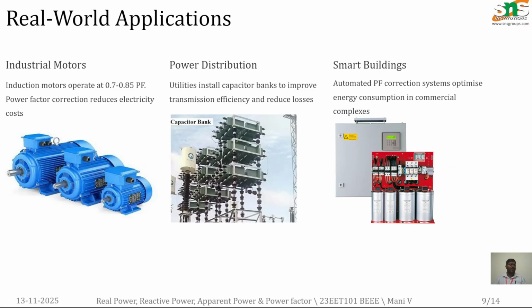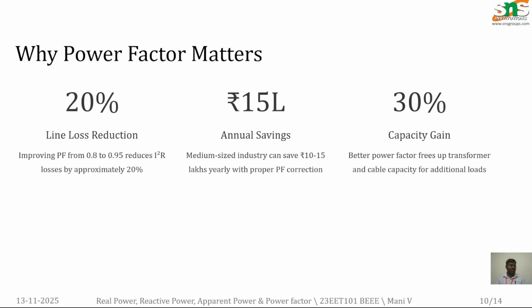These are real world applications of the various types of power in AC circuits. It is used in industrial motors, like a 5 HP motor or 7 HP motor, and according to the power factor the real power changes. On the power distribution side, utilities install capacitor banks to improve efficiency and compensate reactive power losses. And in smart buildings, we use automatic power factor correction, which also compensates the reactive powers.